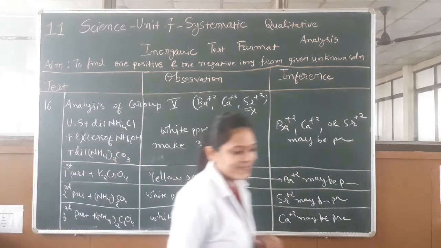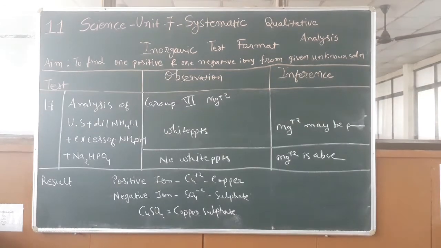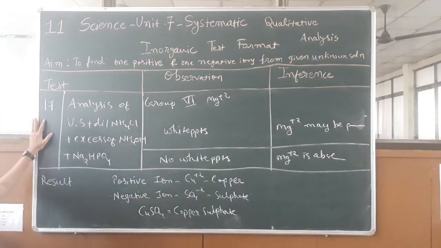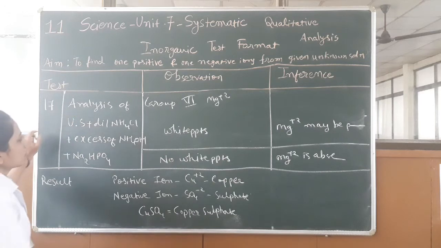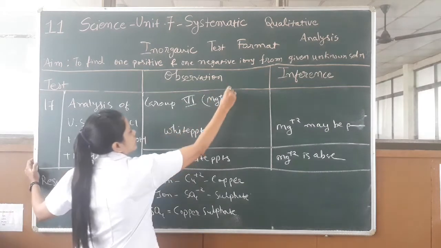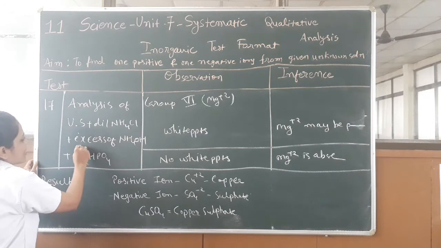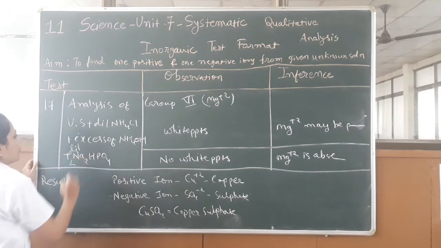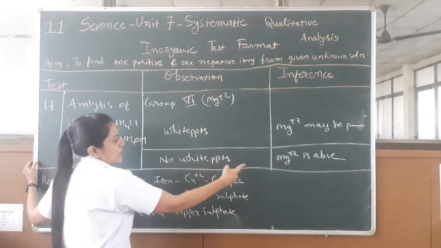Let's move. This is the last stage of our inorganic format, unknown solution. Analysis of group 6. Group 6 is the last, for Mg+2. Unknown solution plus dilute NH4Cl plus excess of NH4OH, then dilute Na2HPO4. White precipitates, then Mg+2. No white precipitates, Mg+2 is absent.